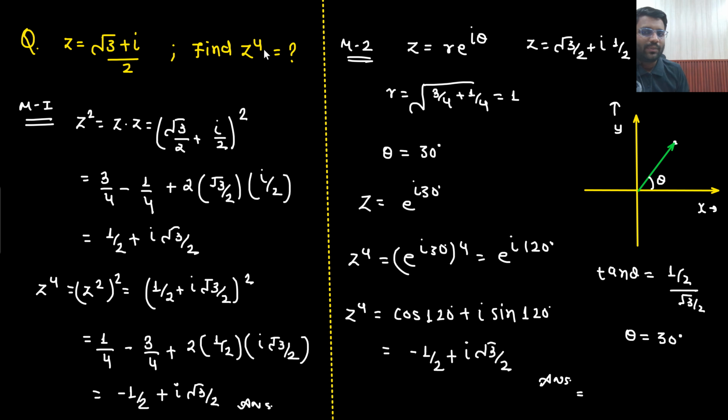Absolutely not. If they had asked z to the power 92, then I would prefer this method, so this will become 92 into 30 degrees. No matter whatever the angle is, I can solve with the calculator. But the other way it would be problematic, right? Understandable? So I would prefer this method. Let's go to the next one.